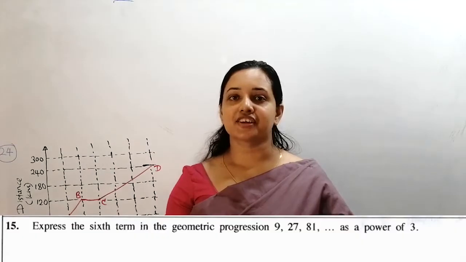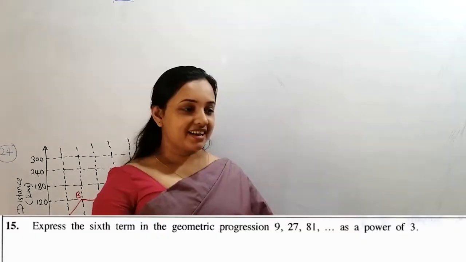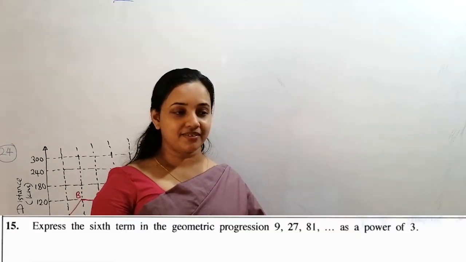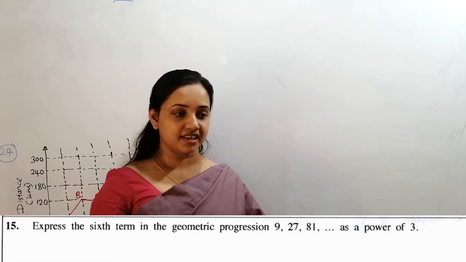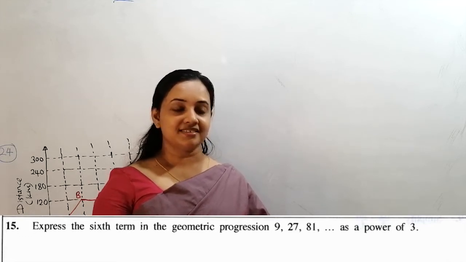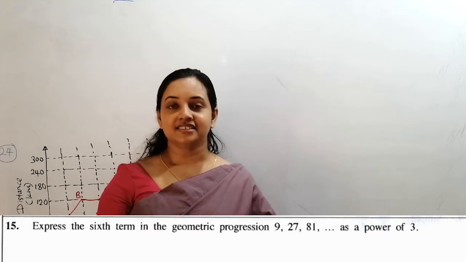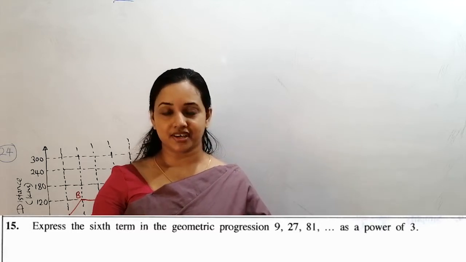Then look at question number 15. Express the sixth term in the geometric progression 9, 27, 81 as a power of 3. What is the equation for finding a term in a geometric progression?